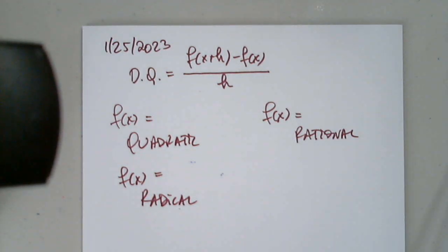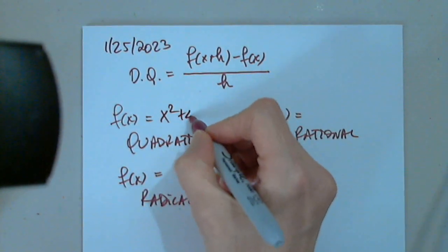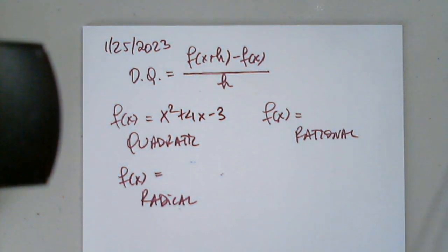A quadratic, a rational function, as well as a radical function, so we can determine the difference quotient and simplify it fully. For the quadratic, do x squared plus 4. Okay, plus 4x minus 3. Good, awesome. For the rational, can anyone give us a rational function?